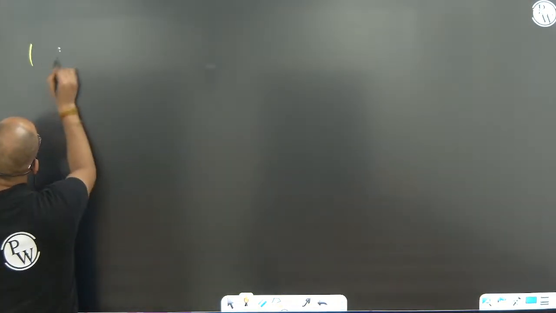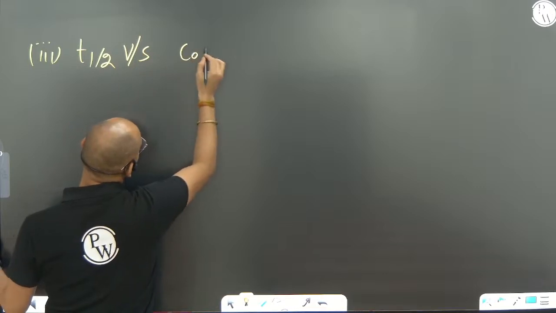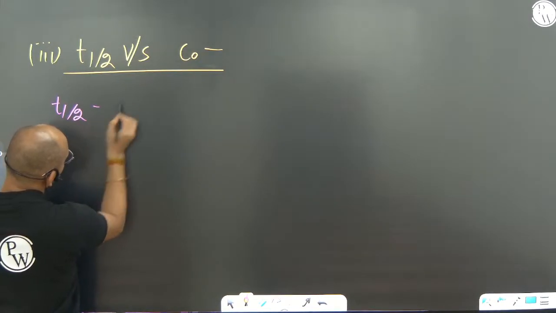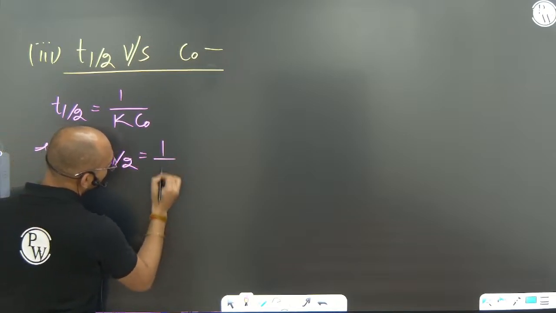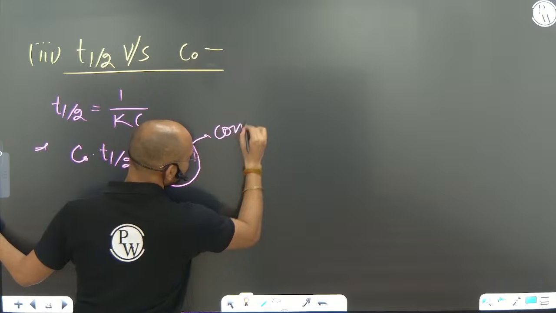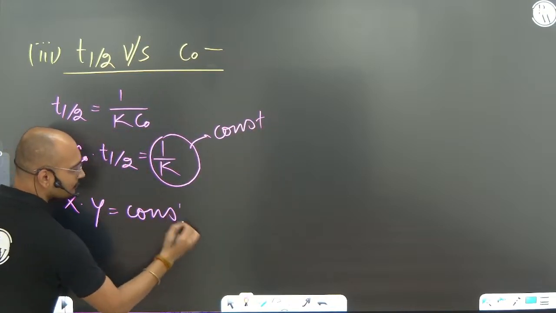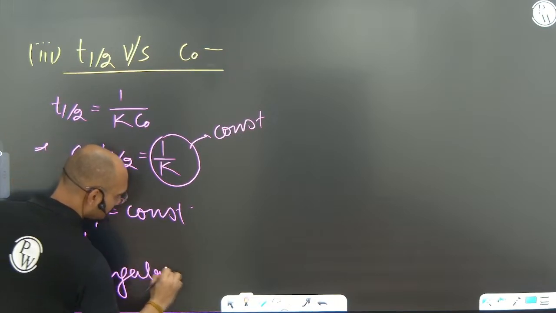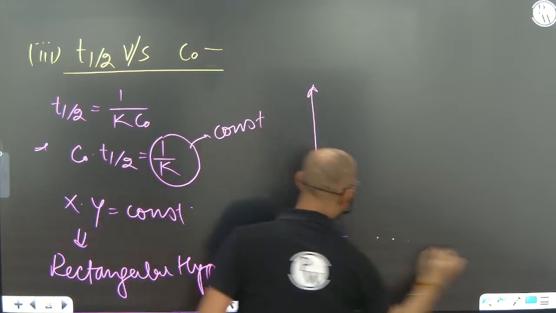Next, third, T half versus C naught. How is it? Chalo dekho, T half was equal to 1 by K C naught. Now we can say that C naught into T half equals 1 by k. It is what? It is a constant. So can we say that x into y equals constant? And xy equals constant is nothing but a rectangular hyperbola. Rectangular hyperbola. Can we see that?